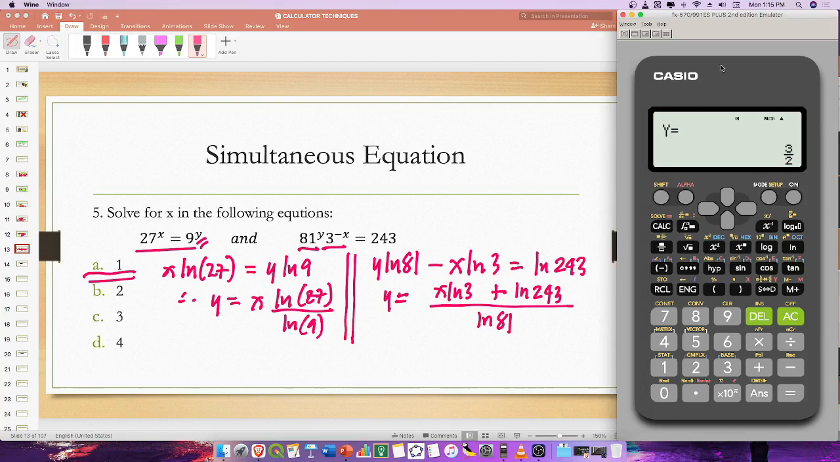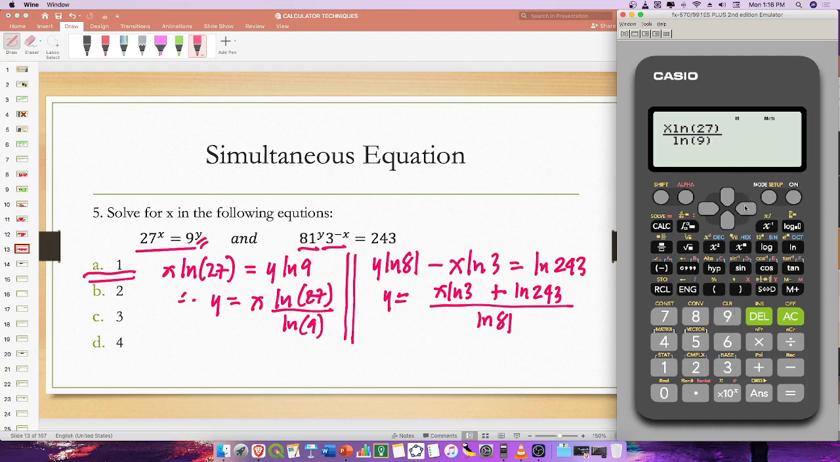So let's go to our calculator and we will test which value of x in the choices will make the value of y equal. Let's go to mode and make our calculator back to normal. Mode 1. Now we will enter the equations here. I have here x, using colon notation. This is x ln of 27 divided by ln of 9.